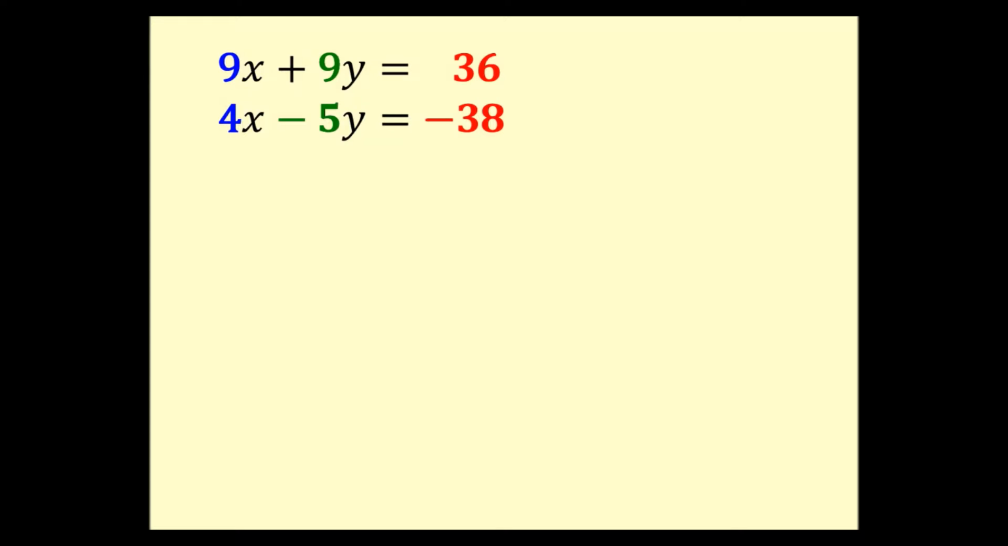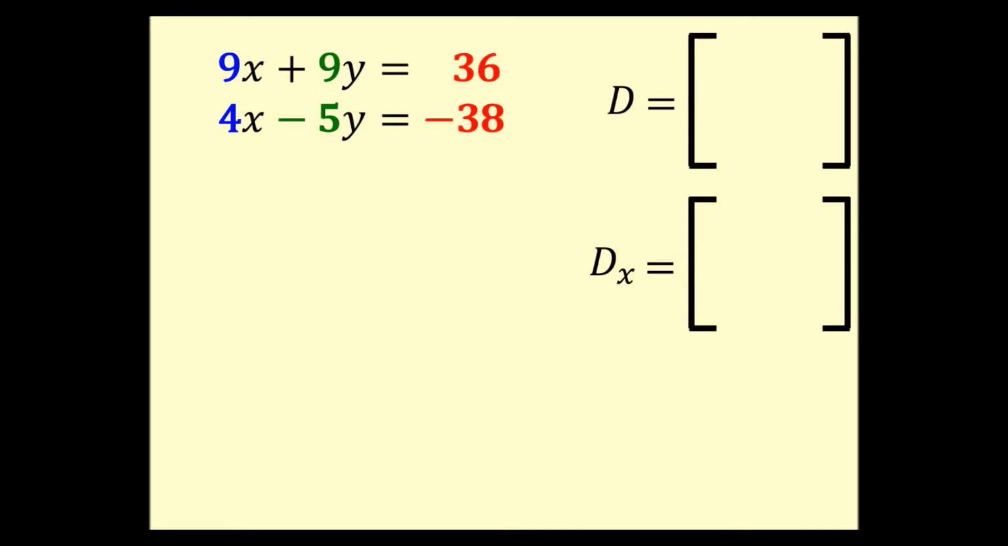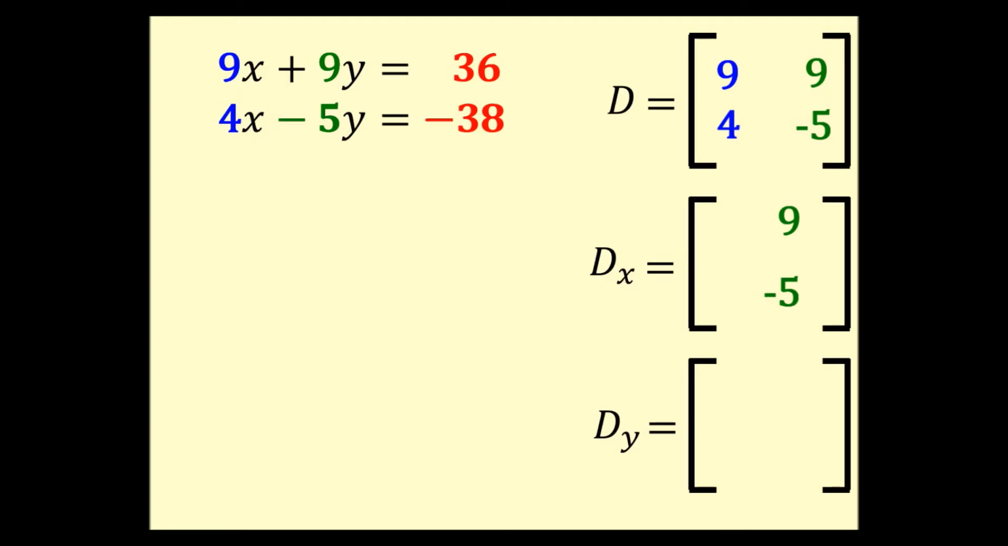To get started, we're going to make three matrices and call them D, D sub x, and D sub y. To populate matrix D, we're going to use the coefficients of the x's and the y's in the order we see them. To populate matrix Dx, we're going to use the y's, but instead of using the x's, we're going to use the constants in place of the x's. To populate matrix Dy, we're going to use the x's and, yes, you guessed it, the constants in place of the y's.